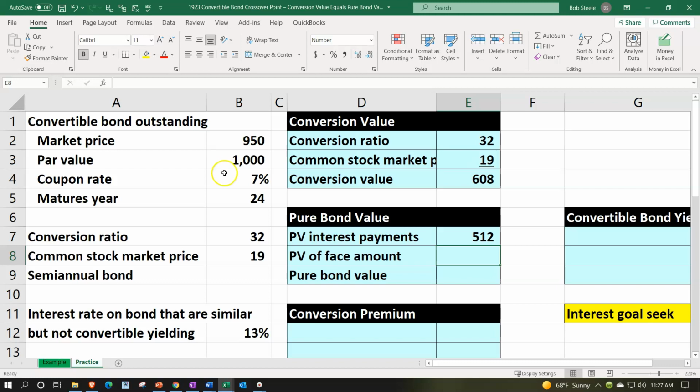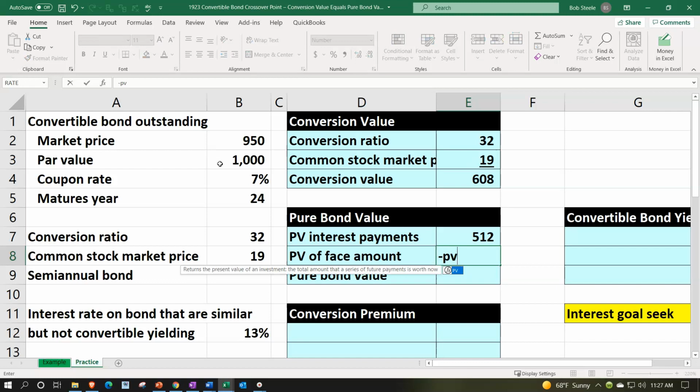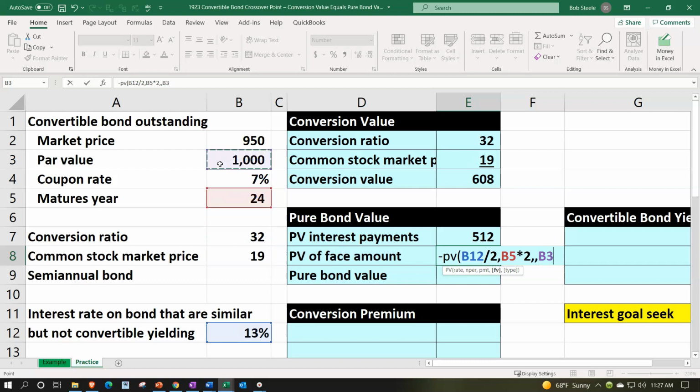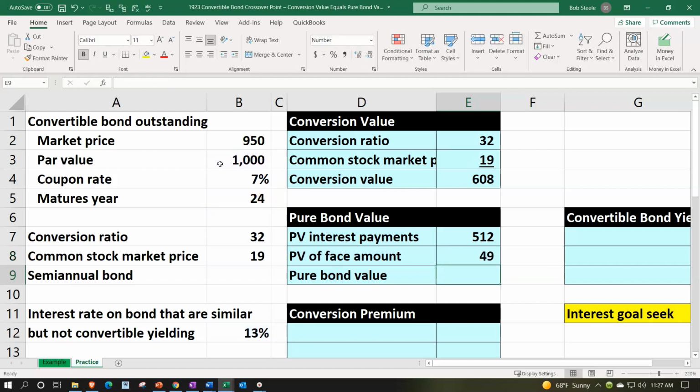Now we're going to take the present value of the maturity amount, the 1,000, that's going to be negative present value, shift 9. The rate is going to be the 13%. We're going to divide that by 2 once again, comma. The number of periods is going to be 24 times 2, and then comma, comma. Future value is going to be that $1,000 here. Going to say enter. Summing that up using the trusty SUM function, the 512 and the 49 giving us the 561.